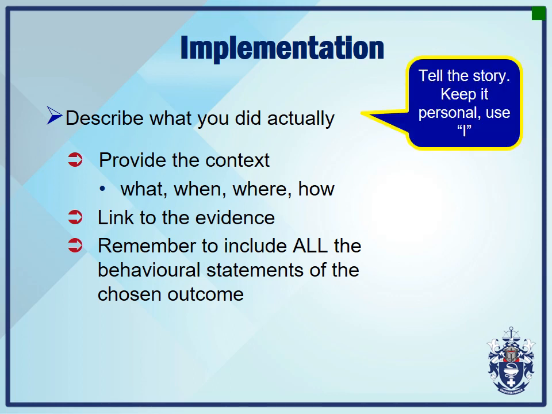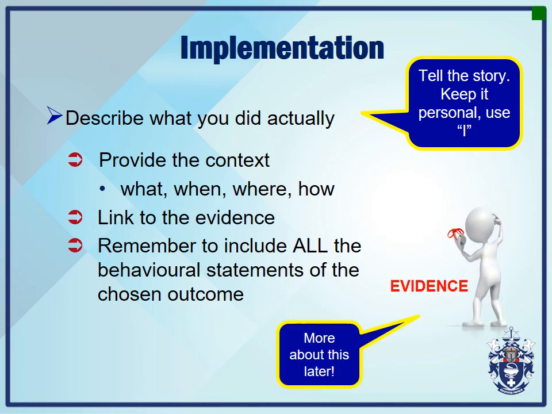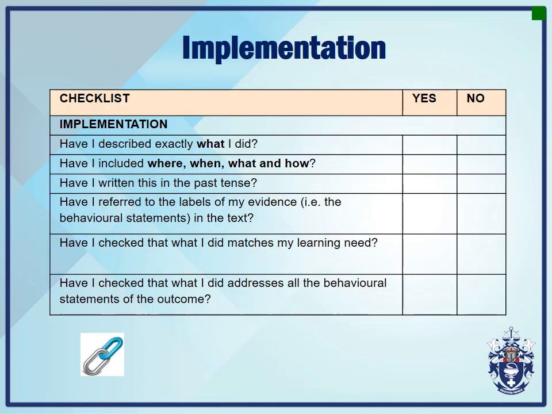Make sure that you tell the story and you keep using I. The checklist again, very important to guide you. So again, it says, have I included where, when, what, and how? What did I do? Write in the past tense. Make sure that you're labeling all of your evidence based on the behavioral statements. And how does this match my learning need? Are you covering exactly what you needed to do as you stated out in your learning title?